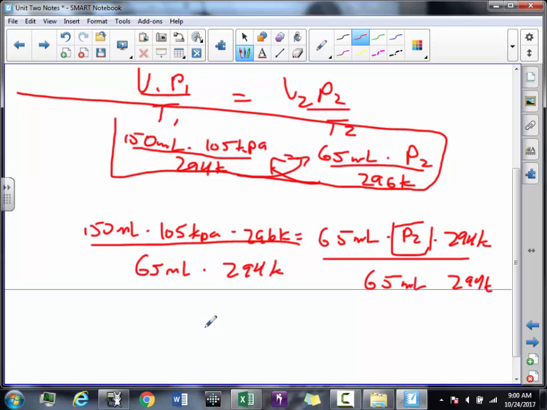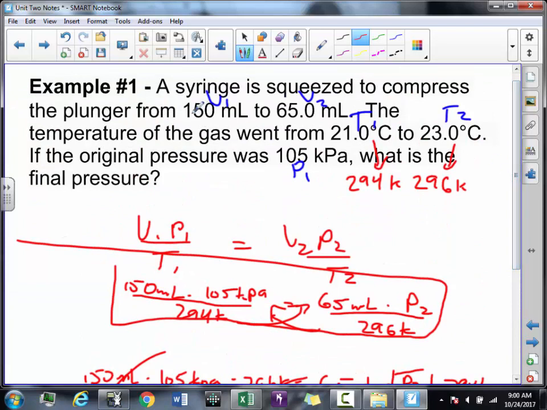I don't have a calculator. Finish it? What'd you get? 244. 244? Okay, and then in terms of units, milliliters cancels, kelvins cancels, so that'd be kilopascals. That won't be correct, will it? No, it will. Because this has 3 sig digs, that has 3 sig digs, this has 3 sig digs.